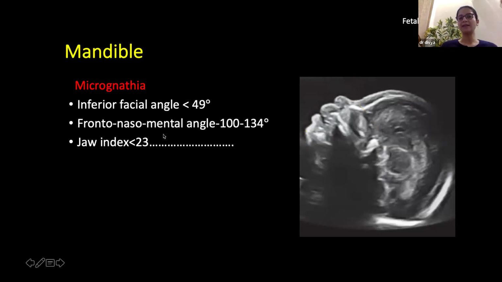Similarly, we have the frontonasomental angle. As the name suggests, a line is drawn from the frontal bone to the nasal tip and from the nasal tip to the mentum, and the angle in between would be the frontonasomental angle. When it is between 100 to 134 degrees, it is suggestive of micrognathia.